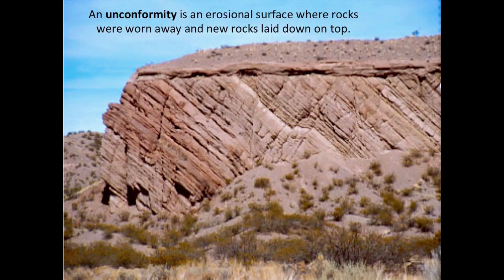An unconformity is an erosional surface where rocks were worn away and new rocks were laid down on top. You can see there's two different patterns on either side of this green line. Down here we have tilted rocks. At the top we have flat rocks. It's called an unconformity because the erosion wears the rocks away and then the top rocks don't match up to the bottom ones. They don't conform.